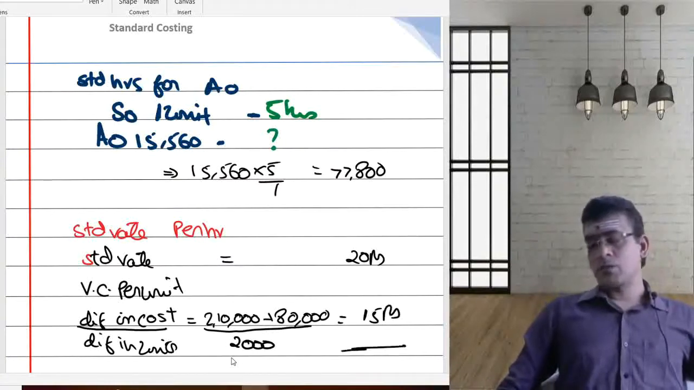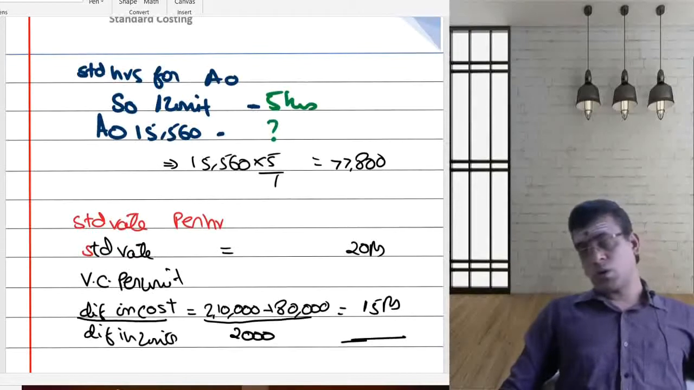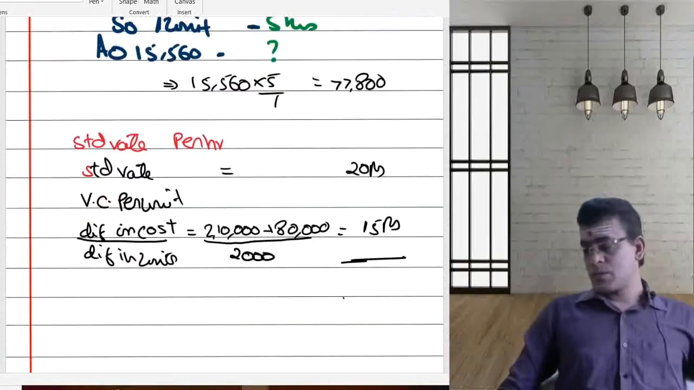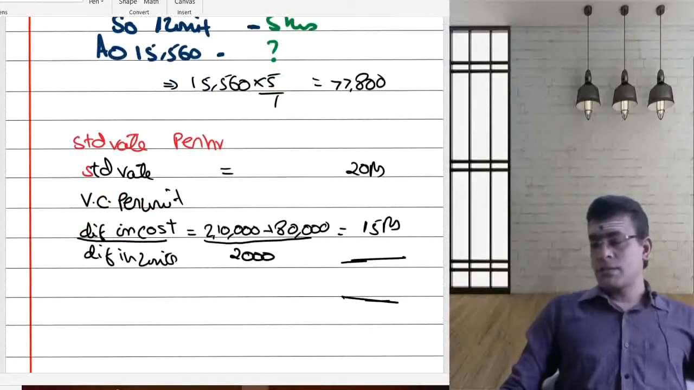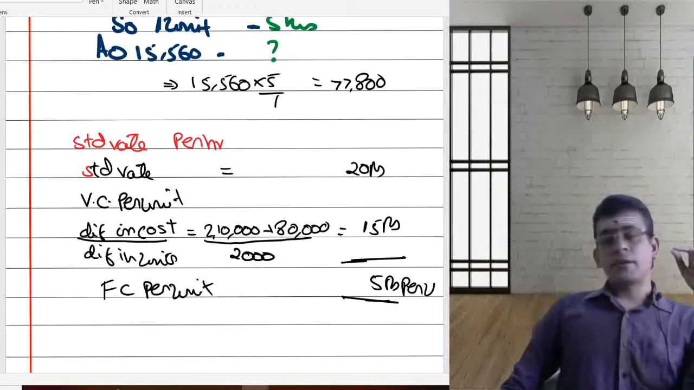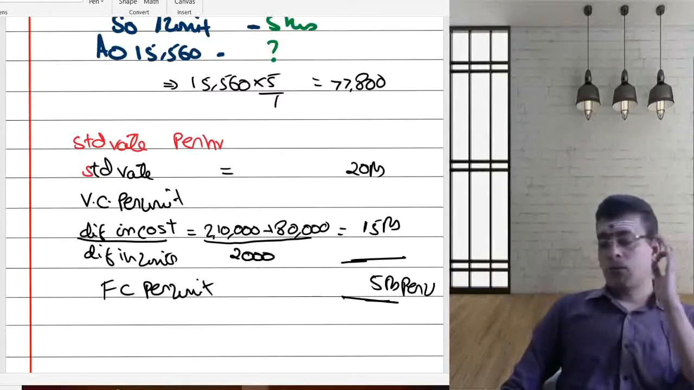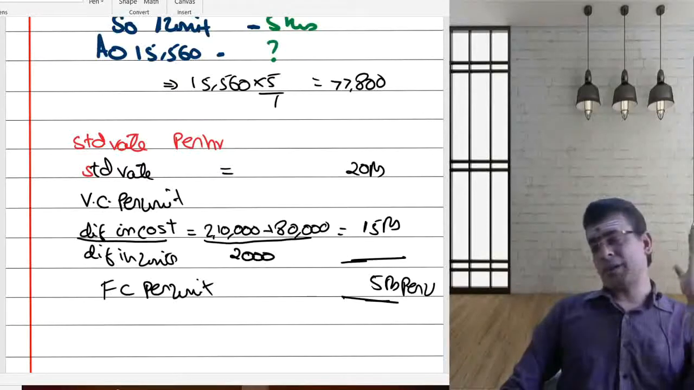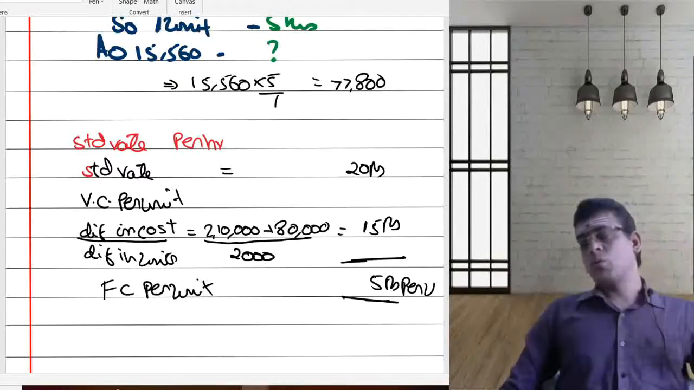So my variable cost was 15 rupees. My total cost is 20 rupees. So ultimately, this difference is nothing but 5 rupees per unit. 5 rupees per unit is nothing but your fixed cost per unit. Now, I don't want my variable cost per unit. I want variable cost per hour. The rate of absorption of variable cost per hour is required. Now how do I find this out?